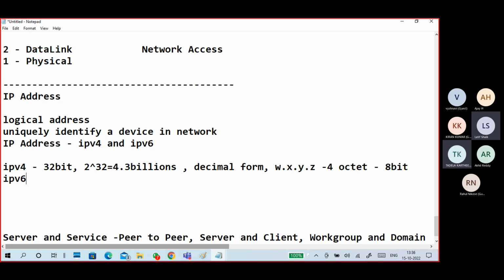Whereas IPv6 is 128 bits, not 64, guys, 128. So 2 to the power of 128 is 3.4 into 10 to the power of 38. It means it's billions of IP addresses, represented in hexadecimal form.